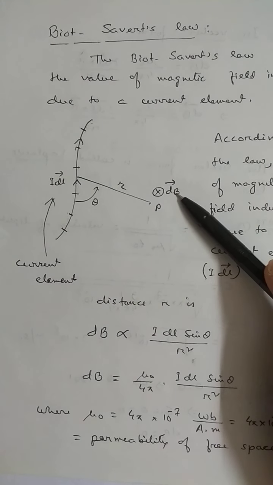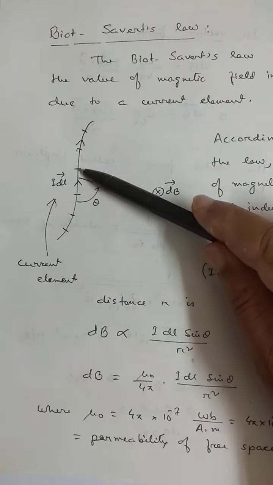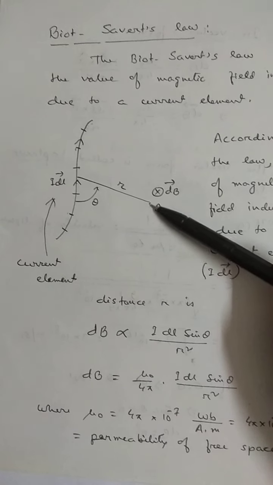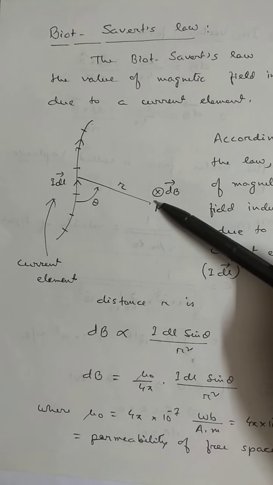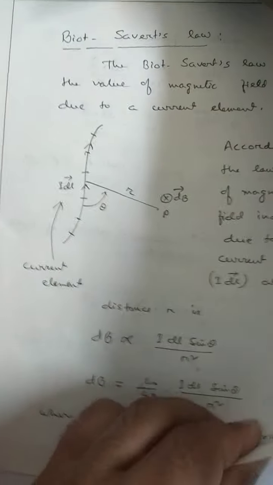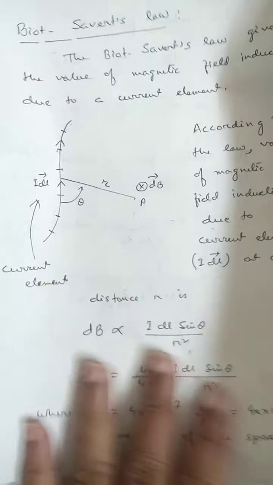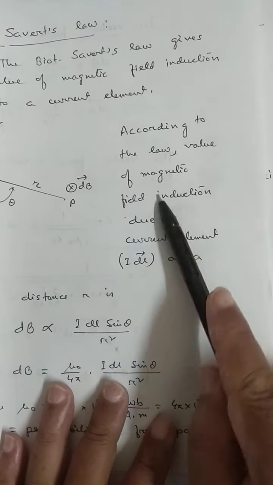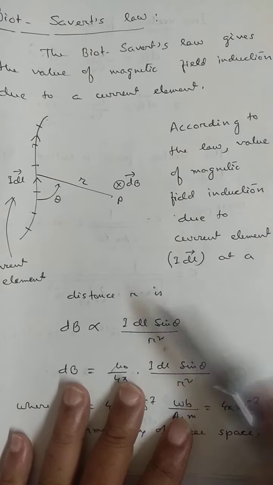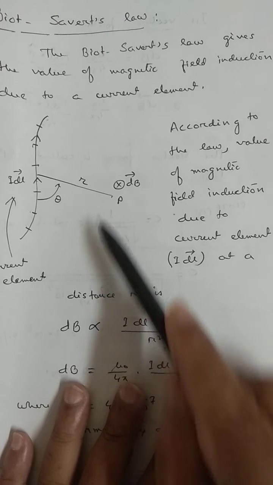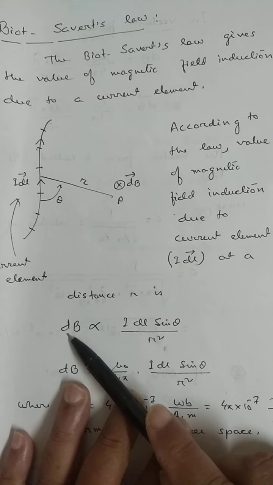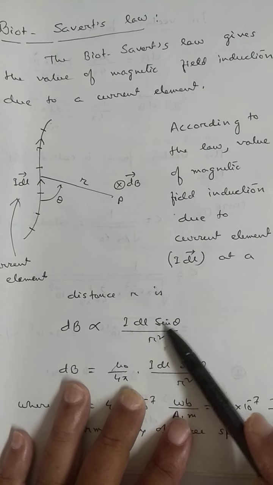Why is it written dB? We consider a small section of the conductor, therefore magnetic field produced is also small, dB. Okay? So what does this law say? This law states that the magnetic field induction due to a current element IDL at a point P, which is at a distance r from the current element, is given by dB proportional to IDL sin theta by r square.